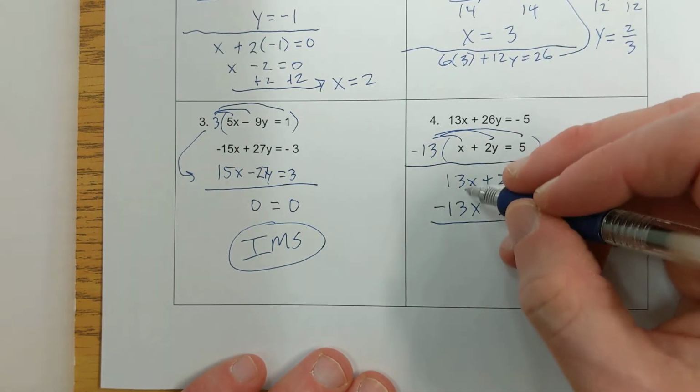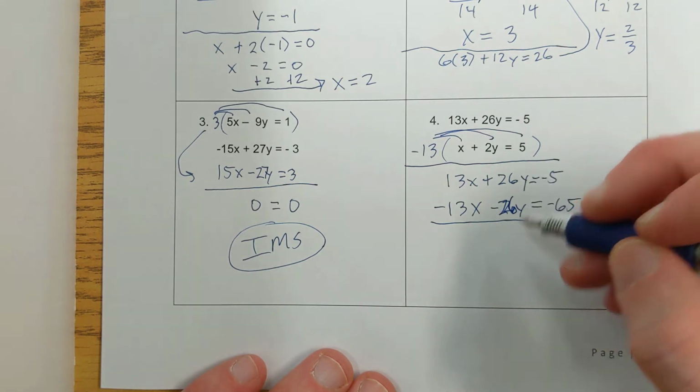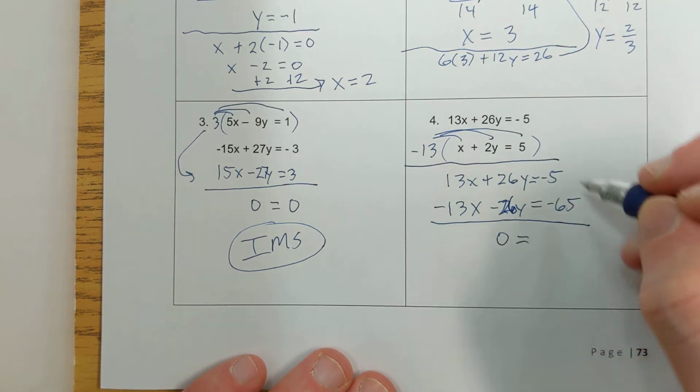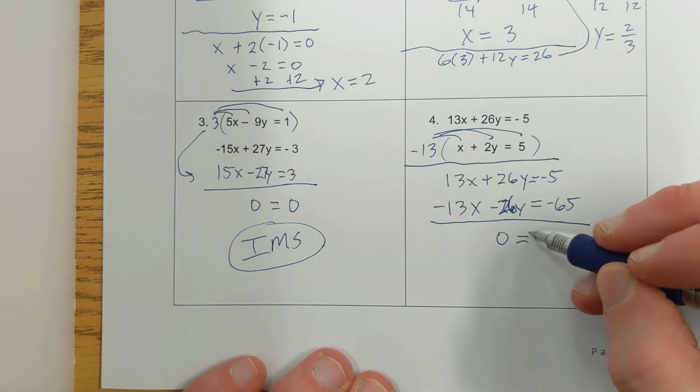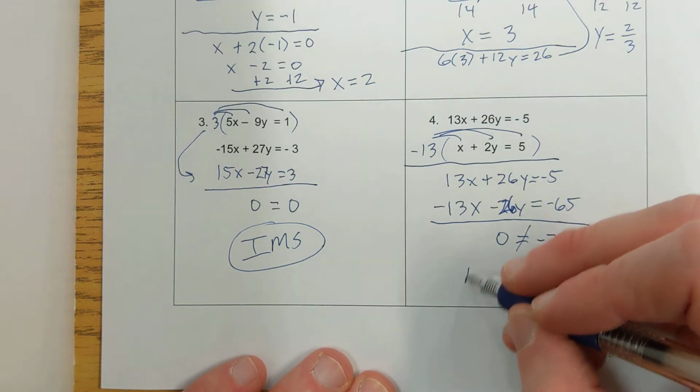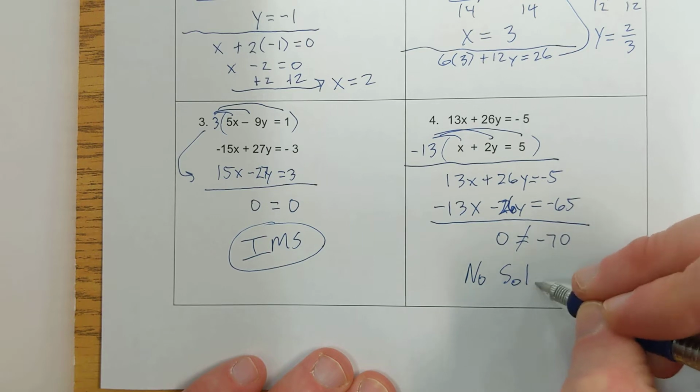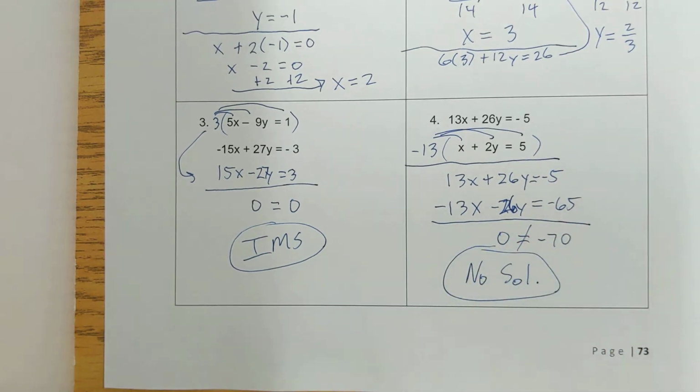So this one ends up, the x's drop out. The y's actually drop out again. And this time we get negative 70. So when that happens, 0 is definitely not equal to negative 70. That is when we get no solution. So there's one of each right there if you want to pause and update that. Okay, we're just going to go ahead and go to the next page now that we got that one taken care of.